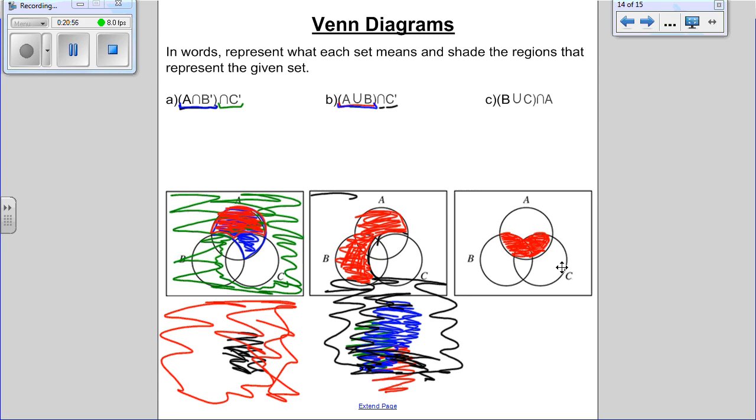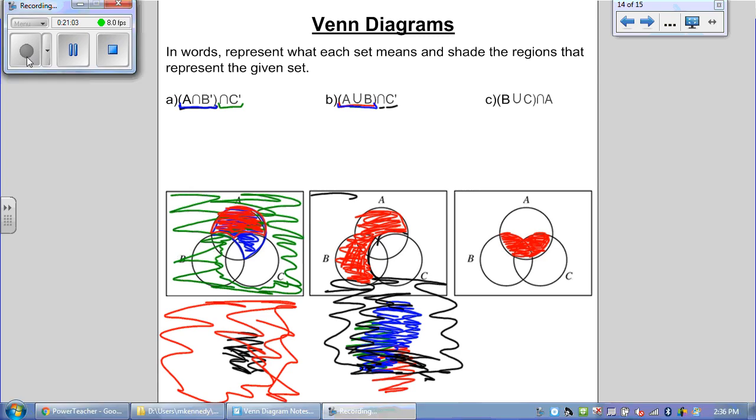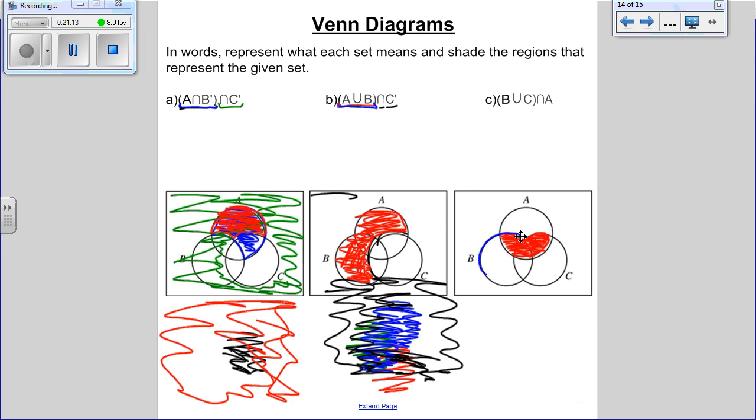Okay, so if you're shading that thing in, you're looking for anything that's in B or C. So if you were shading, you should have had all here. Anything in blue should have been shaded for the brackets. And then you want to figure out what of that intersected with A. And that's why I shaded in just that red portion. That's the only spot that would have been in the blue and was part of A.